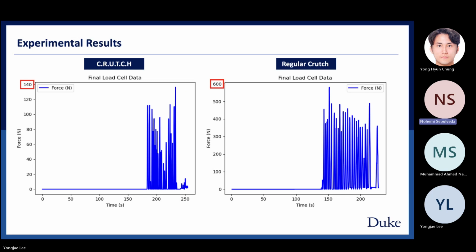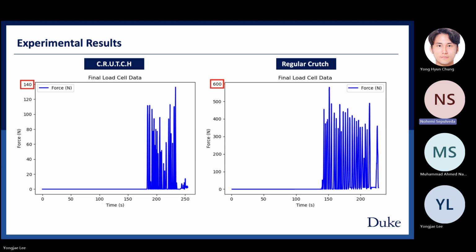So for our experimental results, after looking at our graphs, we noticed that the crutch we created showed reduced peak forces when compared to that of the regular crutch. Here we can see for our crutch, we had a 140 Newton force versus the 600 Newtons for the regular crutch. So that's overall a pretty big difference.